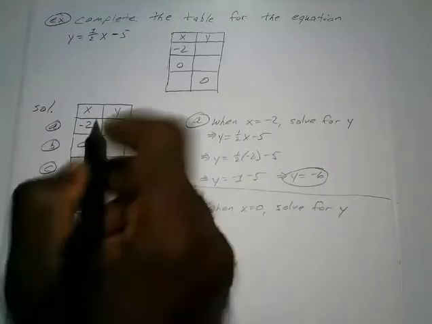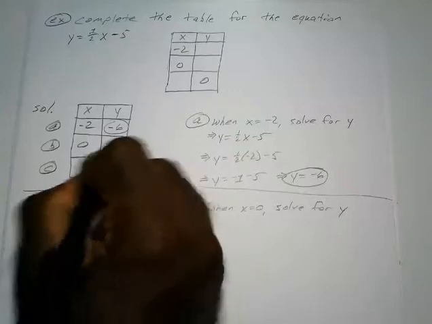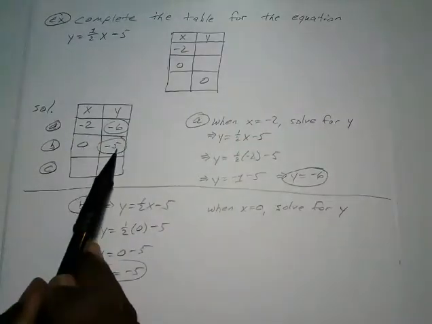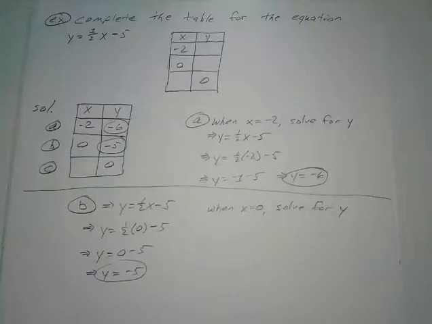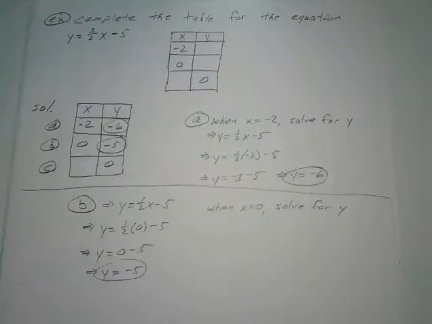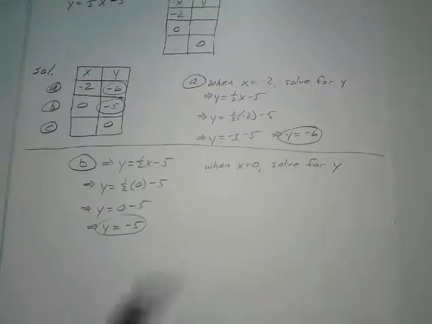Okay, so that means for this one, we're going to put our -5 right there. When x is equal to 0, y is equal to -5. Okay, so now we're going to go ahead and solve for C.